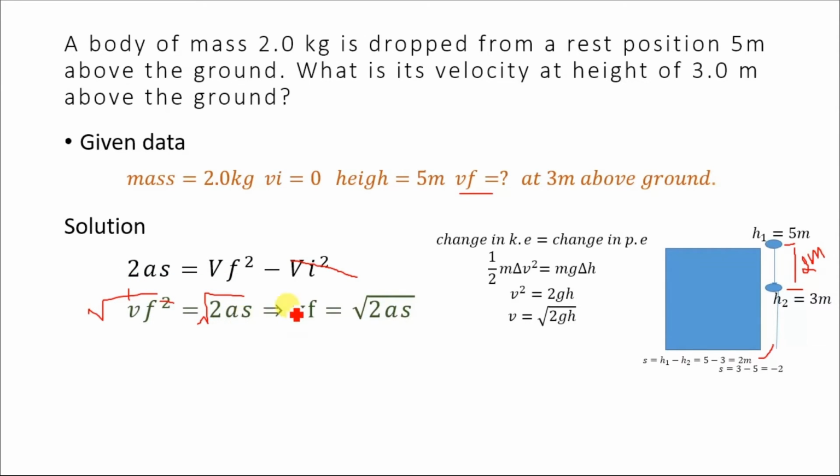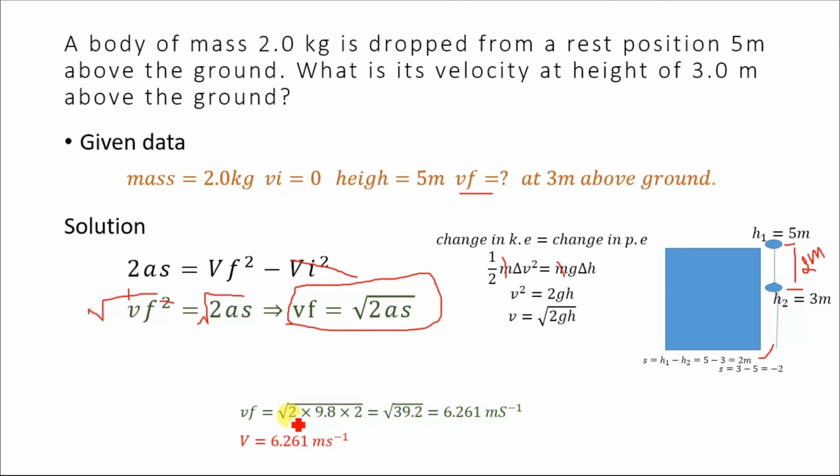This same equation can also be derived from another method, which is the change in kinetic energy is equal to the change in potential energy. And now we will have 1/2 m delta v square is equal to mgh. This m from this side will cancel out with this m, and we will have v square is equal to 2gh. V is equal to under root 2gh. So we have final velocity is equal to under root 2as.